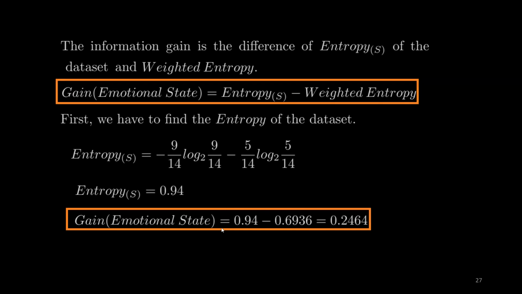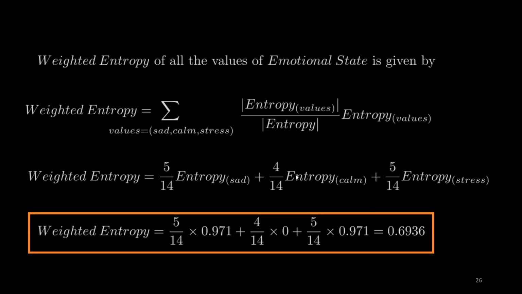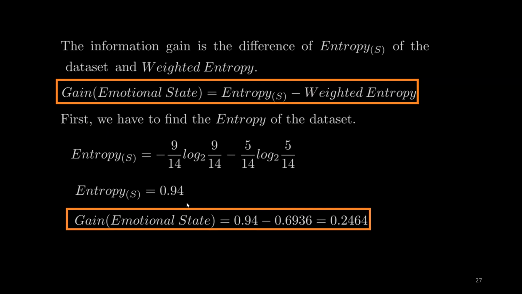Now subtract the weighted entropy from the entropy of the parent node, or the entropy of the whole data set. This entropy of the whole data set will be called the entropy of the parent, and this is the weighted entropy of the children, which we calculated in our previous slide. Subtract the weighted entropy from the entropy of the parent. In that case, this is the information gain of the emotional state, which is 0.2464. So in this way, we calculated the entropy of the column emotional state, then the entropy of the data set, and then we subtract both to calculate the information gain of the emotional state.